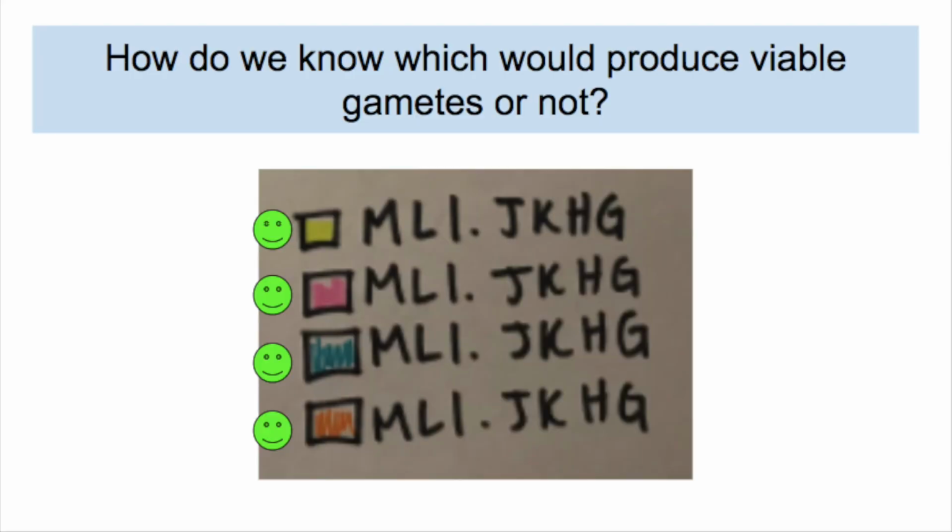Viable gametes are chromosomes that do not skip or repeat any letters. Since all of these are the same, we only need to look at one and we can tell that none of them skip or repeat letters, so they are all viable.